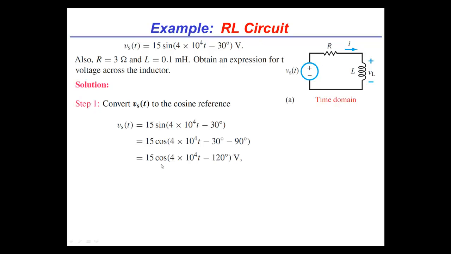As a preview, Vivek, what's the phasor for this source? Two parts. First, I pull that omega t out so I don't have to keep track of it. All I have to do is keep the phase shift. So it's going to be 15 angle minus 120.